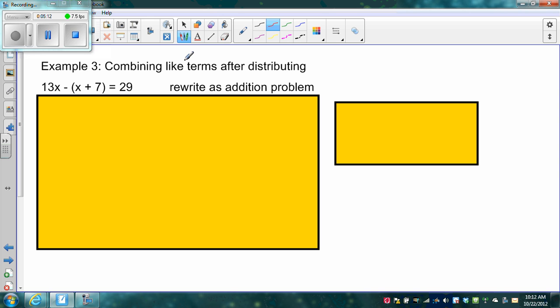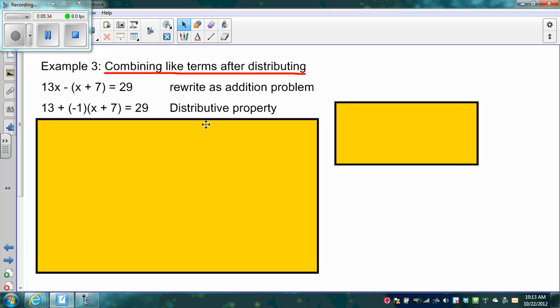Example 3 from this section is about combining like terms after distributing. So what I was just saying, combine those like terms after distributing. Here's our problem, which is 13x minus (x plus 7) equals 29. We want to rewrite it as an addition problem, especially when you have a minus right before those parentheses. Oops, I made a mistake here. I forgot to type in this little x, so we're going to add that in now so we don't forget it. So 13x plus negative 1 times (x plus 7) equals 29.